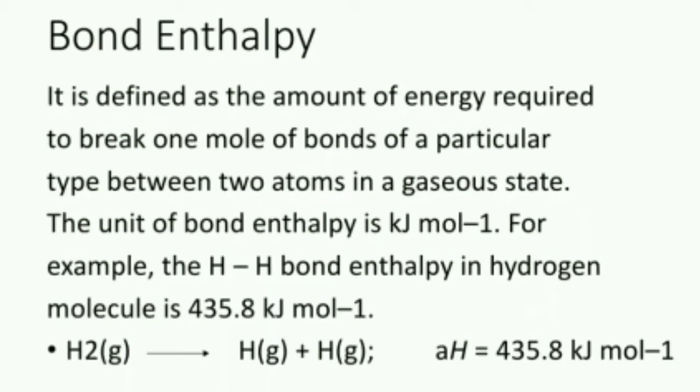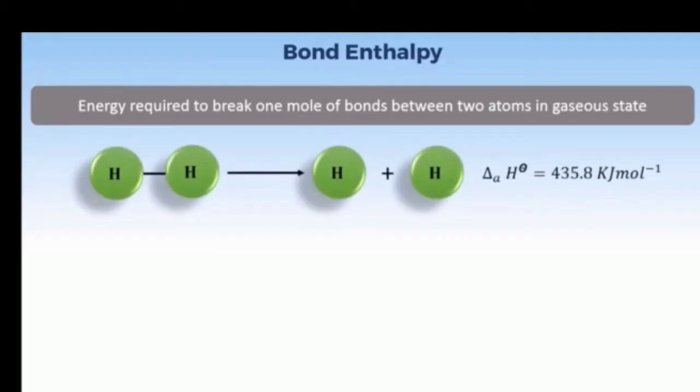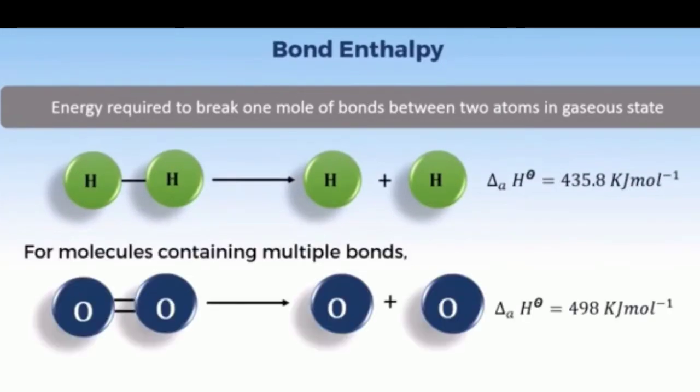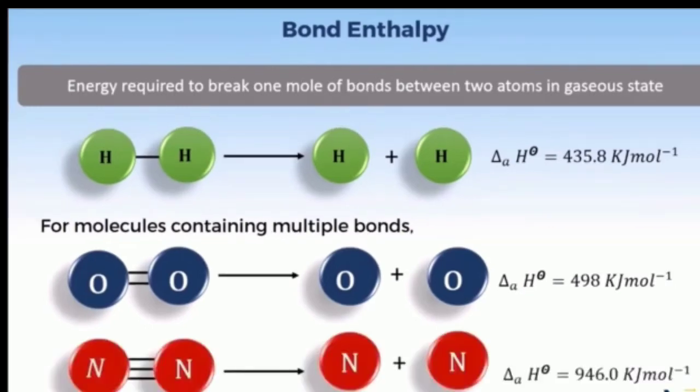Note the point, for bond breaking, energy is required. It is an endothermic process. Energy is absorbed during bond breaking. So the bond enthalpy of hydrogen molecule is 435.8 kilojoule per mole. That of oxygen molecule is 498 kilojoule per mole, and that of nitrogen molecule is 946.0 kilojoule per mole.